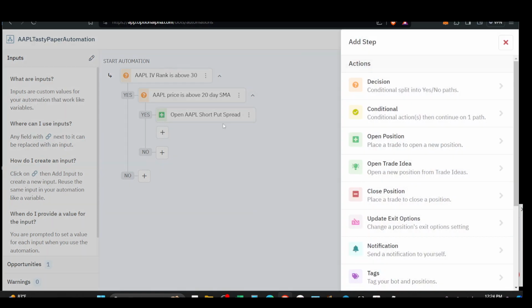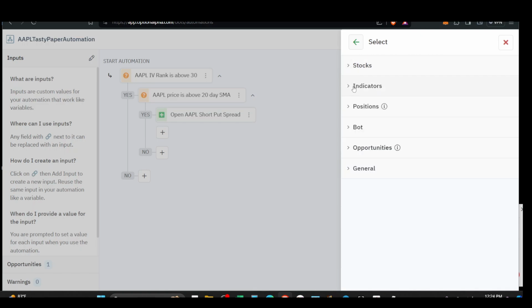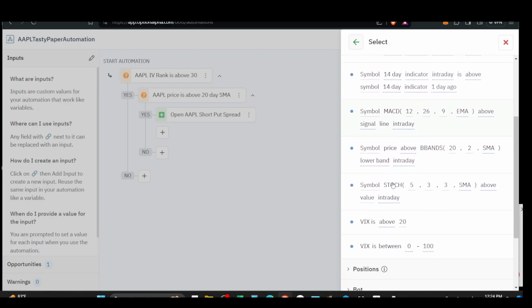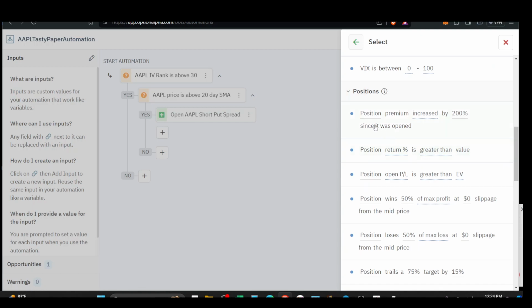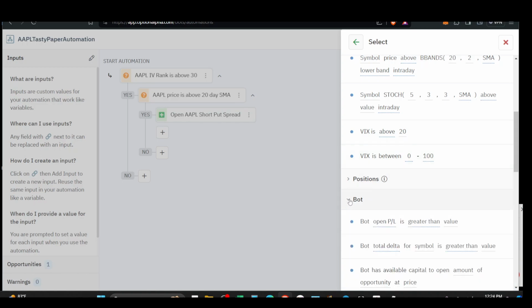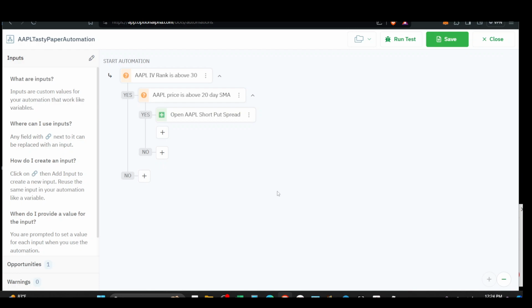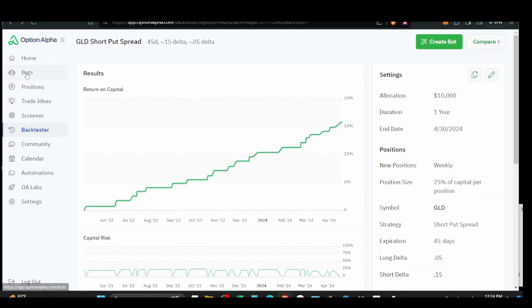So you can add more things here, you can create other decisions based on indicators, so you can use different indicators like MACD or whatever, stochastic, VIX. You can also look at the position premium. I mean, this is really cool, and then you can also use different bots for this. So you can put your automation in a bot. I really like it. But let's see the current situation of my bot.